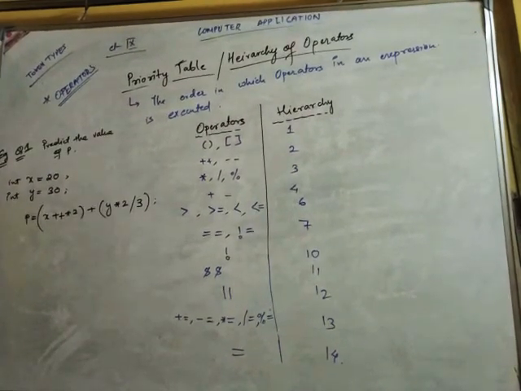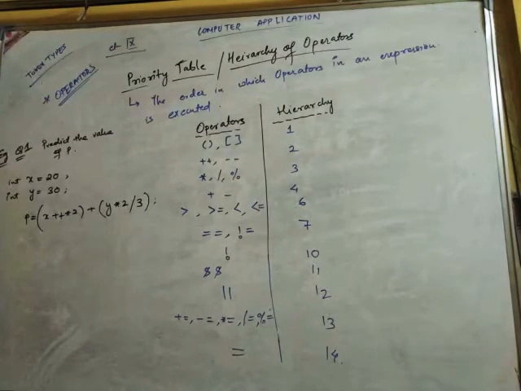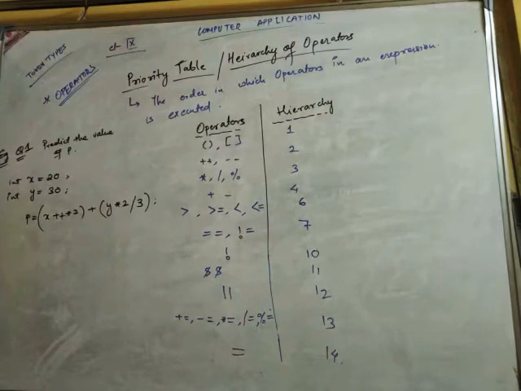The question is: given int x equals 20 and y equals 30, two integer values taken. Now how will you calculate to predict the value of p? P is given as, in the bracket, x plus plus into 2, plus, y into 2 divided by 3.